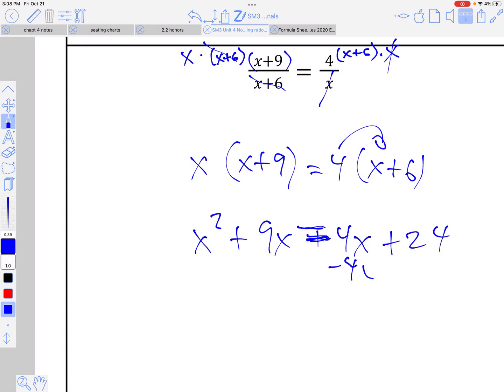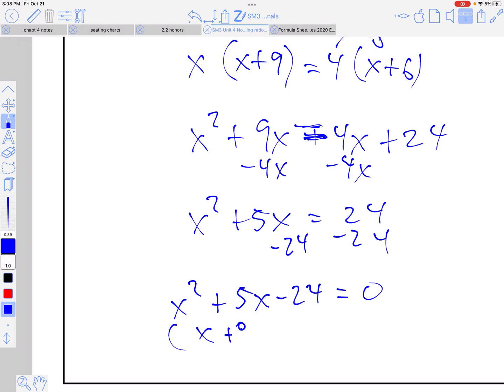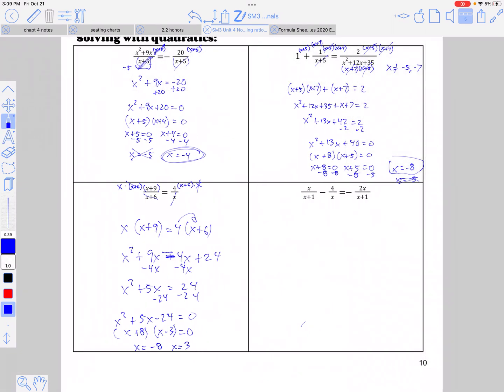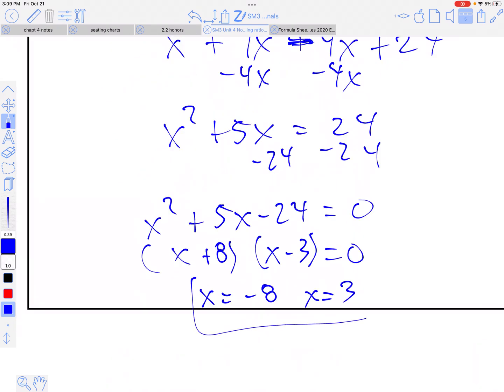And then I'll get everything cleared out over here. So x squared plus 5x equals 24. Move that over as well. And then I'm going to have to factor. And I'll use the zero product property. So x equals -8, x equals 3, and then I'll check those. And the excluded values were -6 and 0, so these are both good.